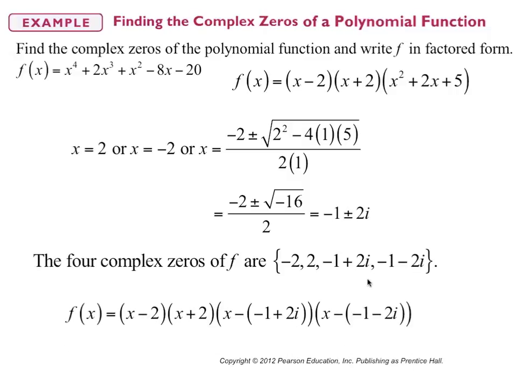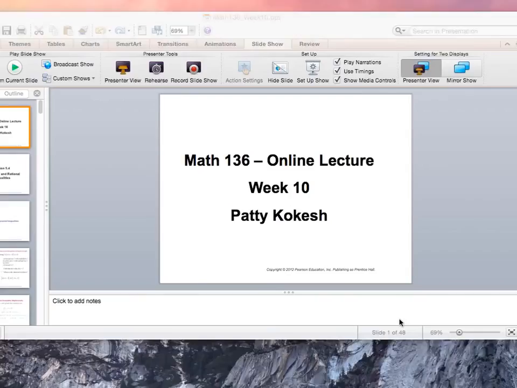So if we want to write out the factored version of our equation, we have x minus 2 times x plus 2. Those are our two rational zeros and the factors that go along with them. And then we have x minus (-1 plus 2i) and x minus (-1 minus 2i). So that would be the factored form of our function f of x.